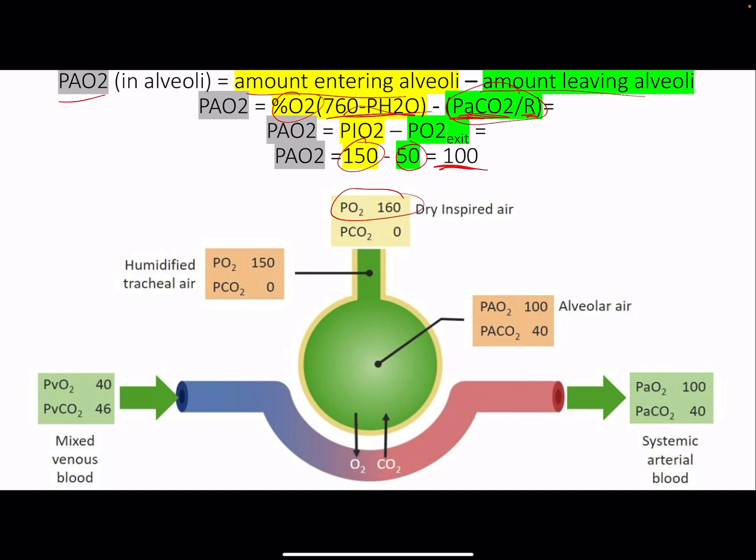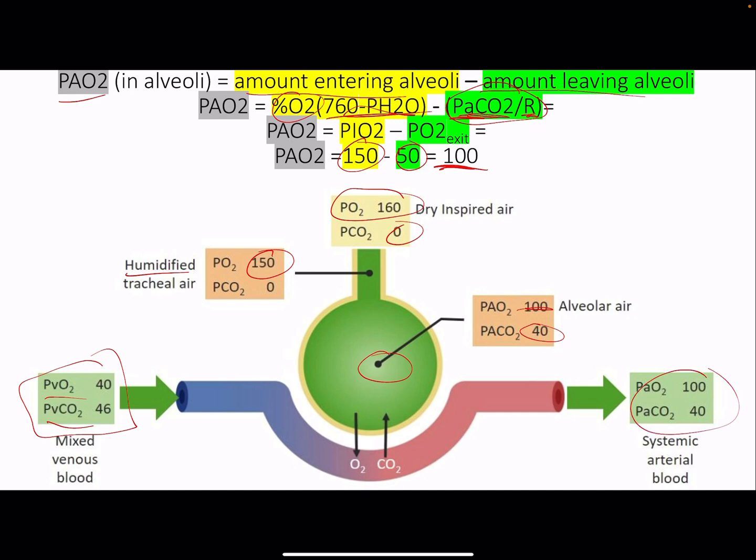So again, 160 comes in. It's 150 when we consider that it's humidified. And then it's 100 here. The CO2 values, on the other hand, there's very little in the atmosphere. It's going to be about 40 in here. And it's probably good just to focus on this. Oxygen, after it goes through the tissues and is used up, is about 40. The CO2 value is about 46. And when they leave, it's going to be 100.